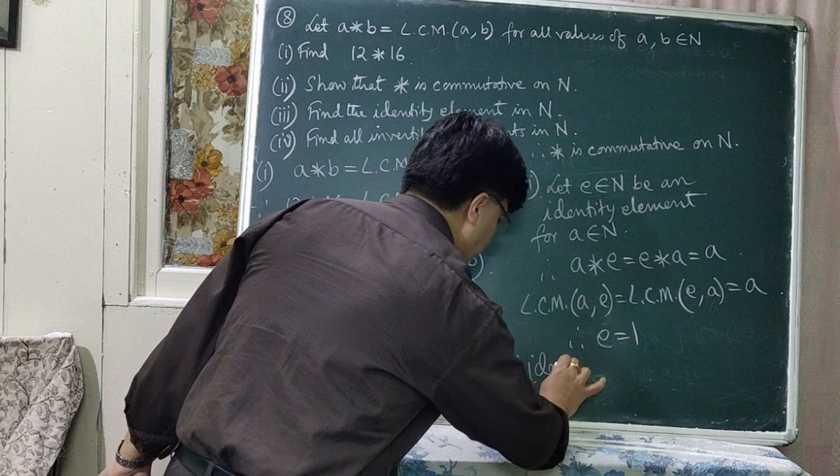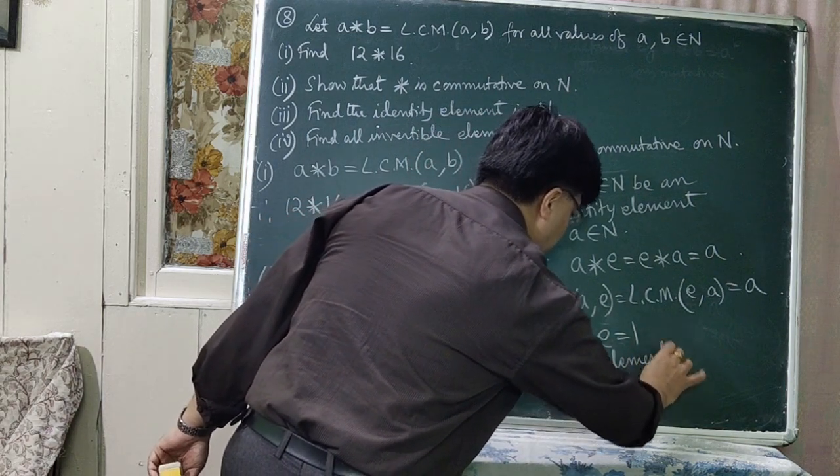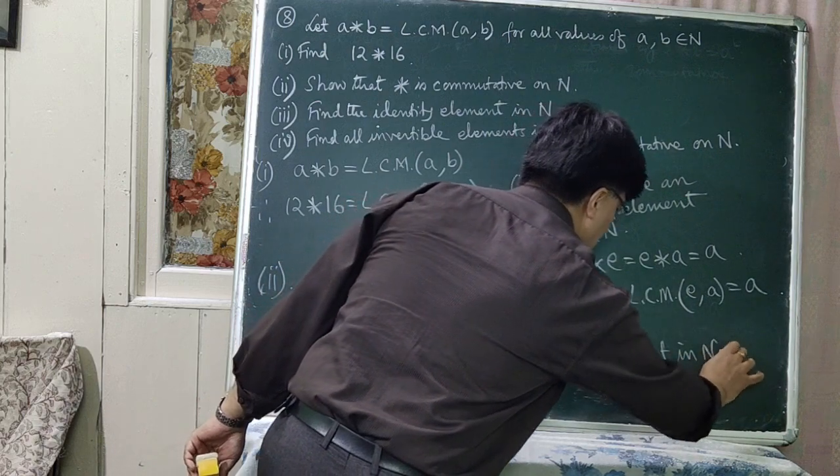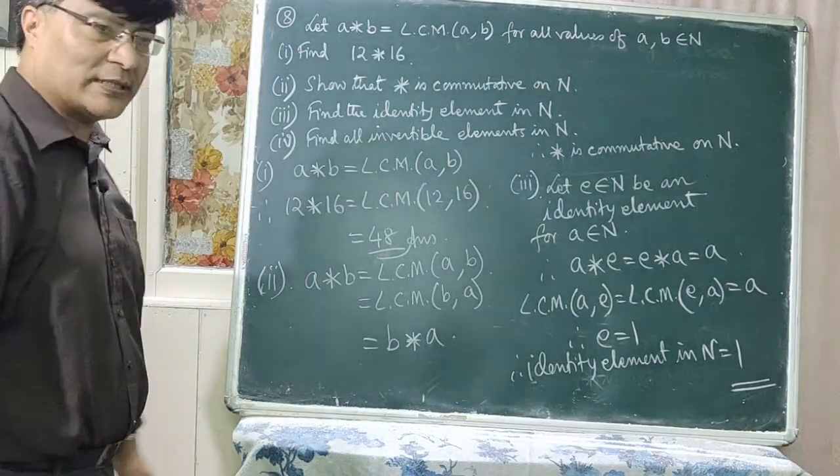Therefore, identity element in N is equal to 1. So this is the answer. So I think you have understood it. Okay.